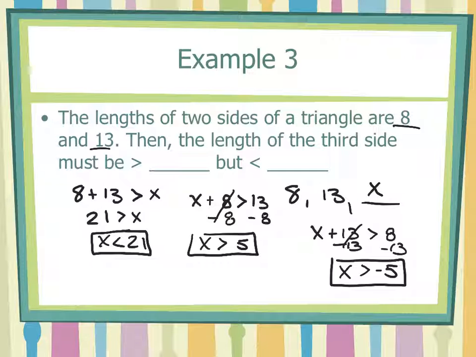So every single time you do this, I promise you, you are going to end up with one erroneous answer that you can throw away, and that one will make no sense, because x can be greater than negative 5. Really what it has to be is greater than 5. So x must be greater than 5, but it must be less than 21. If I had to write this as one answer, I would write x is less than 21, but it's greater than 5.